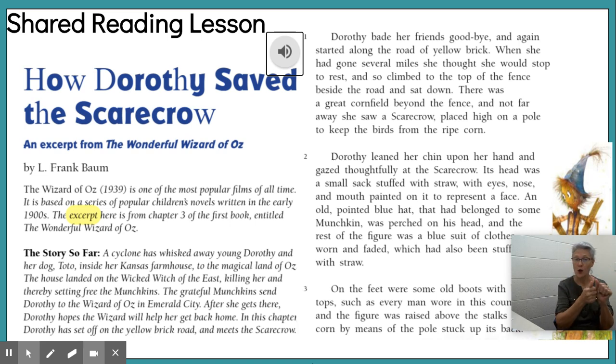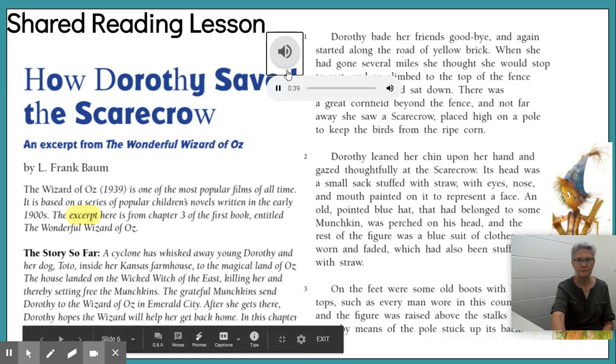Follow along as I read How Dorothy Saved the Scarecrow, an excerpt from The Wonderful Wizard of Oz by L. Frank Baum. The Wizard of Oz 1939 is one of the most popular films of all time. It is based on a series of popular children's novels written in the early 1900s. The excerpt here is from Chapter 3 of the first book, entitled The Wonderful Wizard of Oz. The story so far.